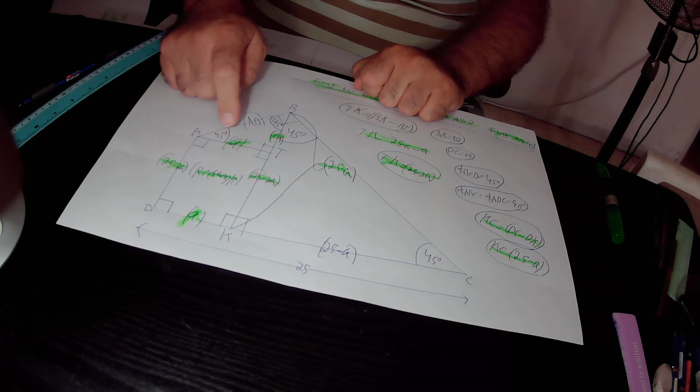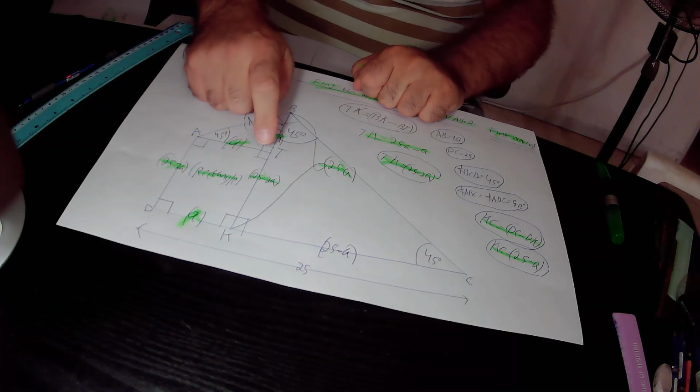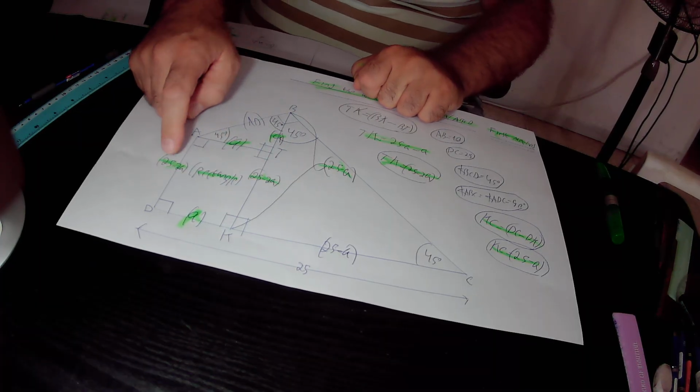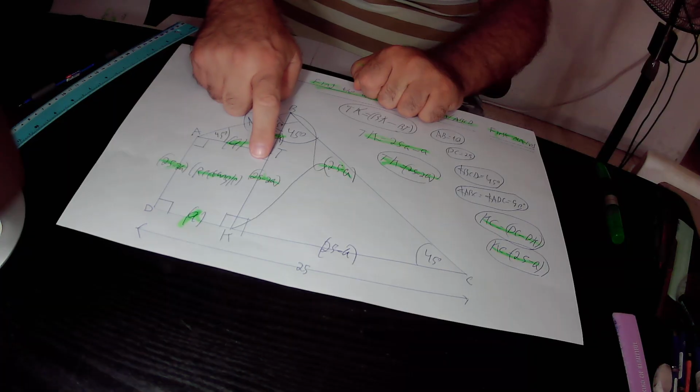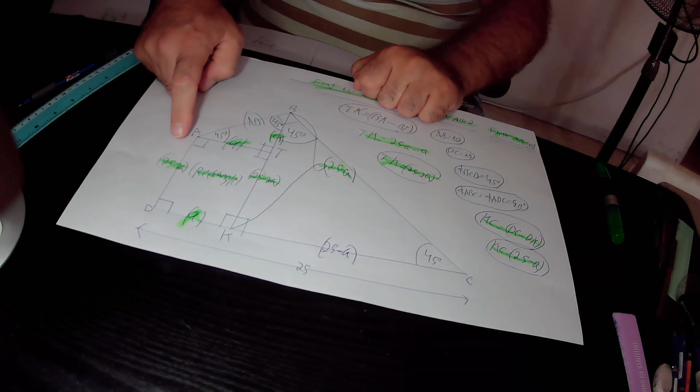In rectangle ATKD, side TK must be equal to the opposite side AD. But TK is 25 minus 2A, therefore the opposite side AD must also be equal to 25 minus 2A units in its length.